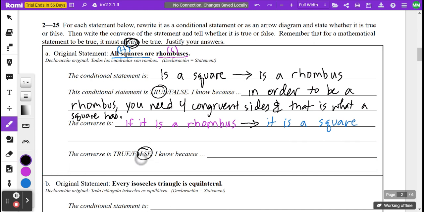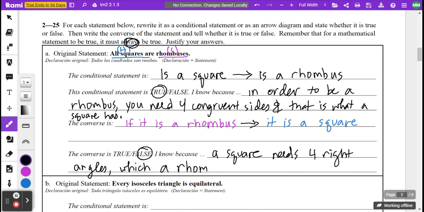The converse is false. I know because a square needs 4 right angles, which a rhombus does not guarantee.